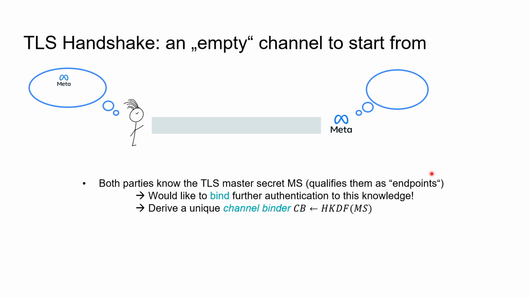And what we would like to do is bind the authentication that these parties perform to the knowledge of this master secret. Okay? And for this, we shouldn't use the master secret itself, but we can derive from it something that's called a channel binder. You can, for simplicity, just think about this as a hash of the master secret.